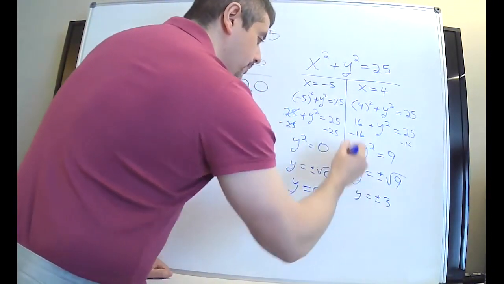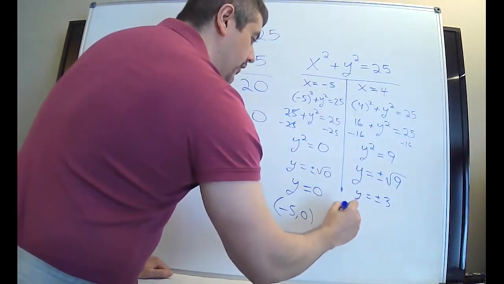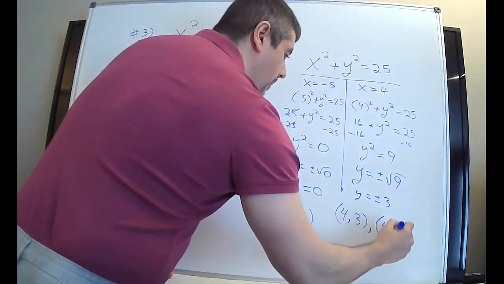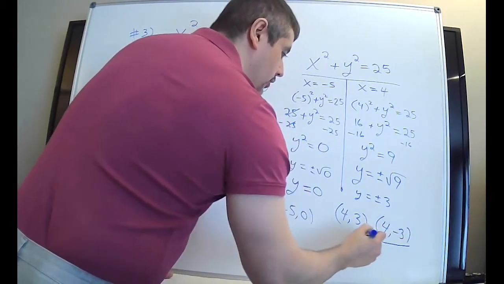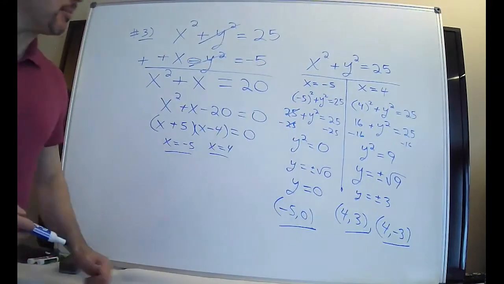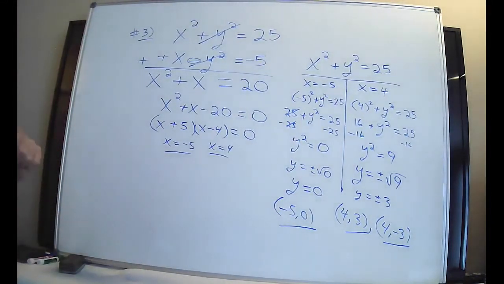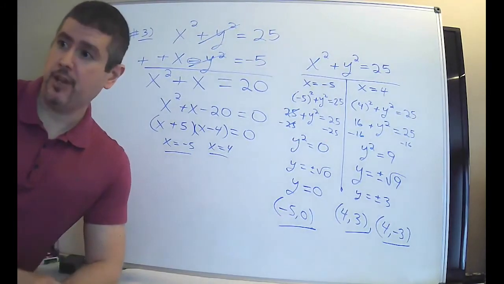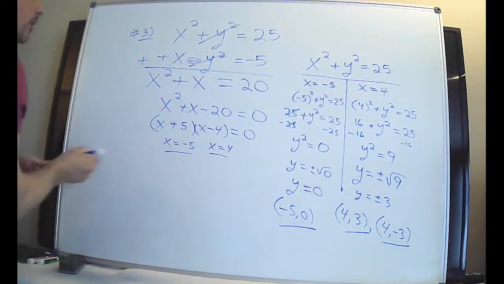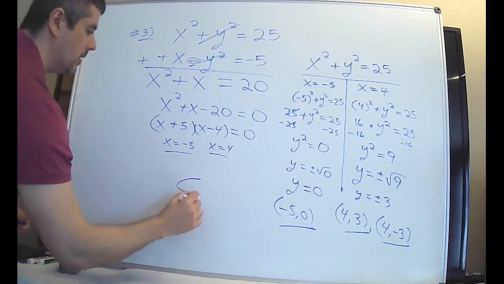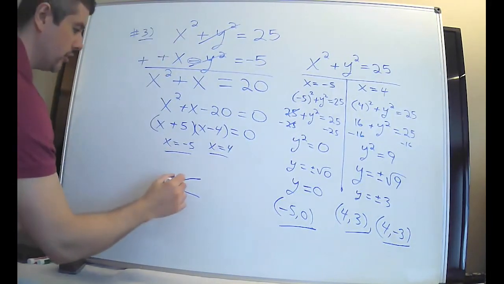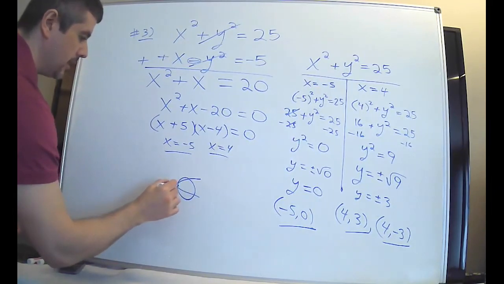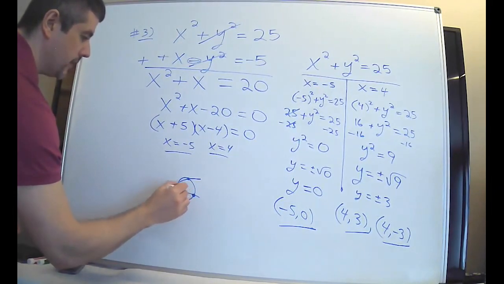So what does that mean? It means that when x is 4, I could either get a 3 or a minus 3. So you get 3 separate points where those graphs meet. Those are the 3 spots where they meet. It is what it is. The bottom one is like a sideways parabola, and the top one is a circle. So they meet something like this. They meet 1, 2, 3.